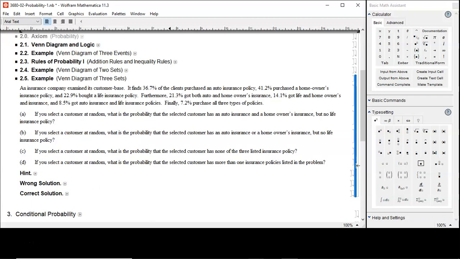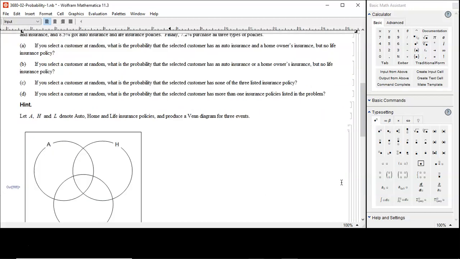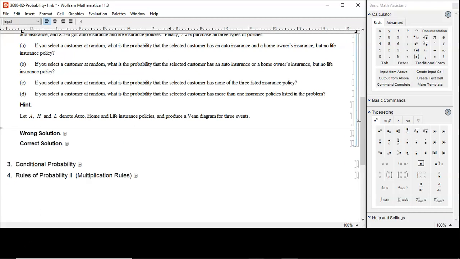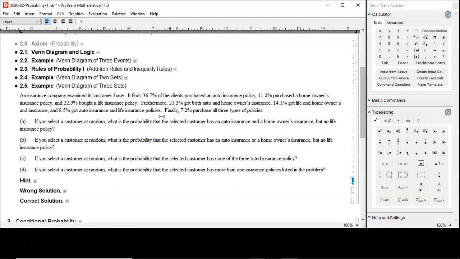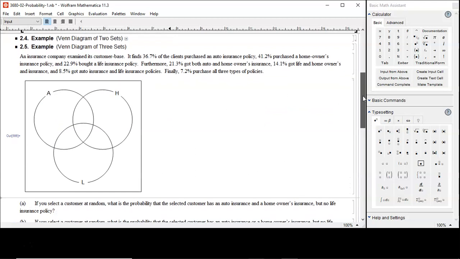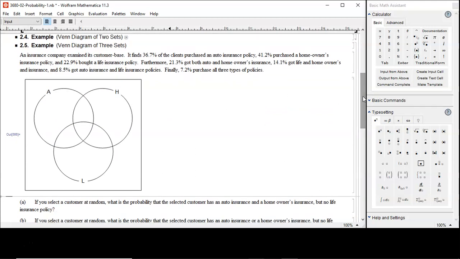What's this time? An insurance company examined its customer base. It finds 36.7% of the clients purchased an auto insurance policy, 41.2% homeowners, and 22.9% life insurance. And then 21.3% auto and home. Looks like we have a kind of thing like this. And then 14.1% life and home, and then 8.5% auto and life, excuse me. And finally, 7.2% purchase all 3 types.